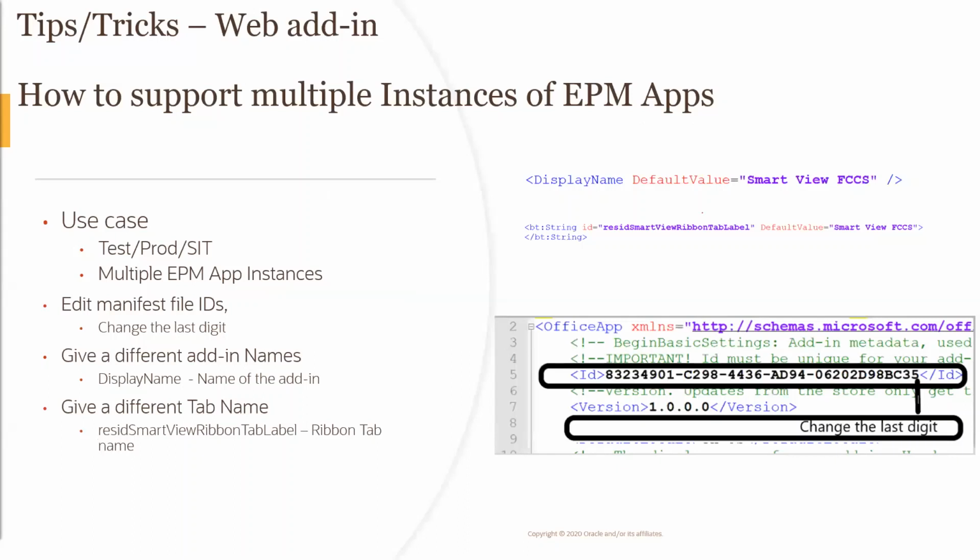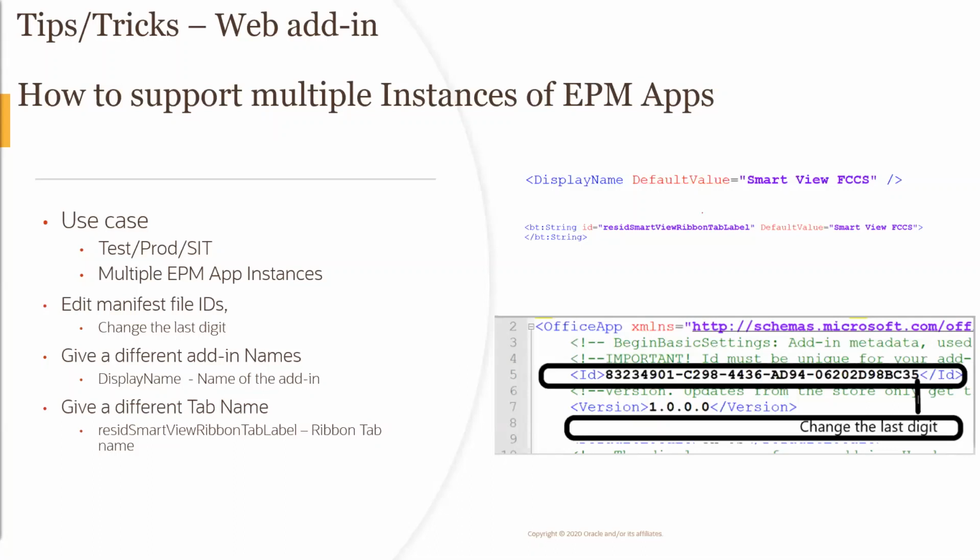This is a common pattern we see again. Many of our users have multiple instances of FCCS or PBCS, for example. With the Office 365 web add-in, every instance needs one manifest to be created. If you have multiple of them, the way to manage that is to make a copy of one of the existing manifest files. There are three things to look for. The ID is what makes a manifest unique from the others, so you can make a minor edit. I'm recommending maybe changing the last digit, for example.